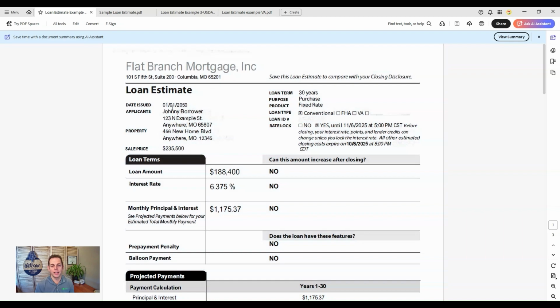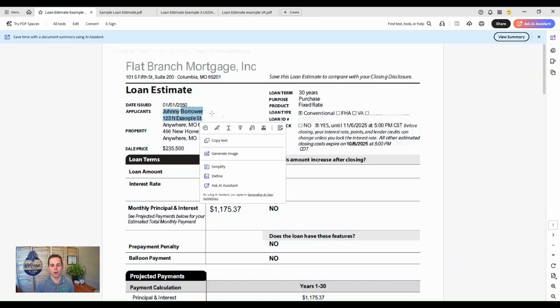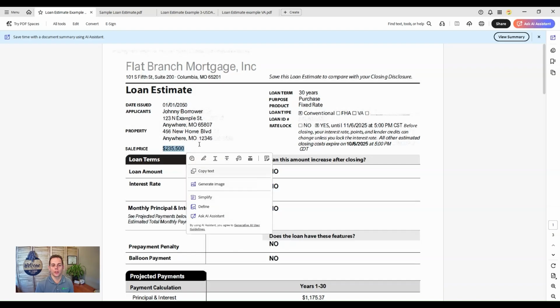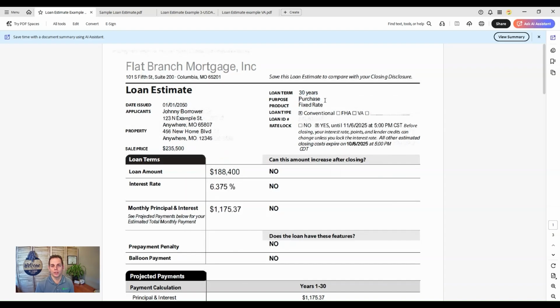Okay, so the date issued will be whatever date we issue it. The applicant name is Johnny Borrower. We're going to use him in several examples here, from Anywhere, Missouri, 65807. The new place that he's buying is 456 New Home Boulevard. Very creative, I know. All right, so the sale price on this house was $235,500. It's a 30-year loan. It's a purchase transaction, not a refinance. It's a fixed rate, not a variable rate. It's a conventional loan.